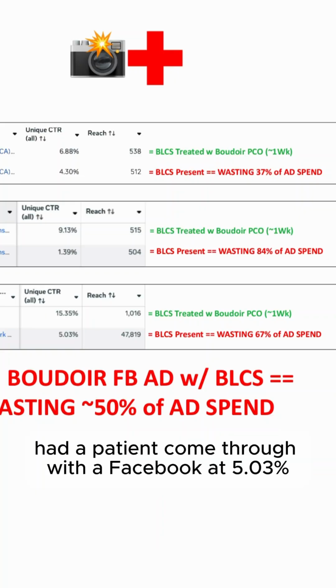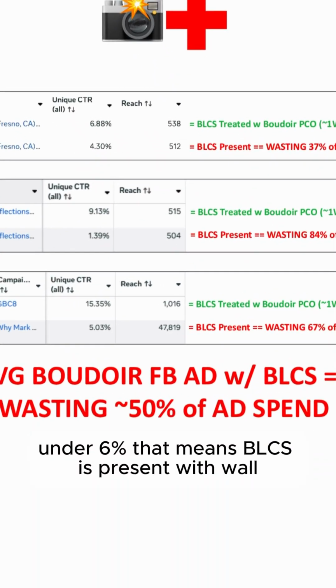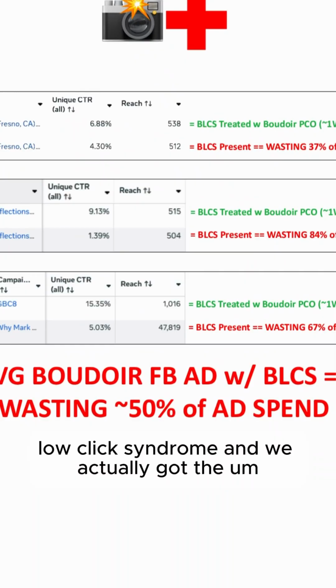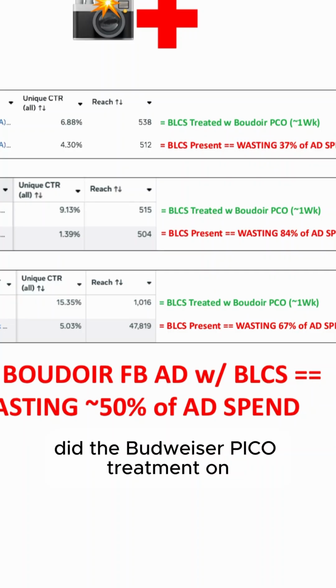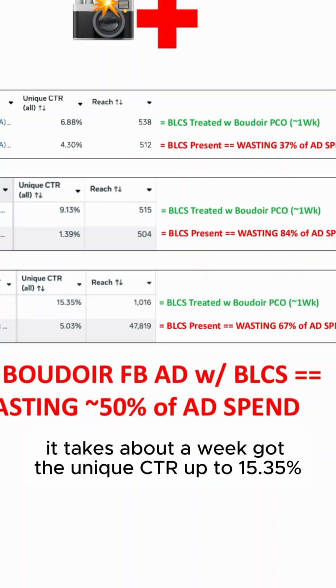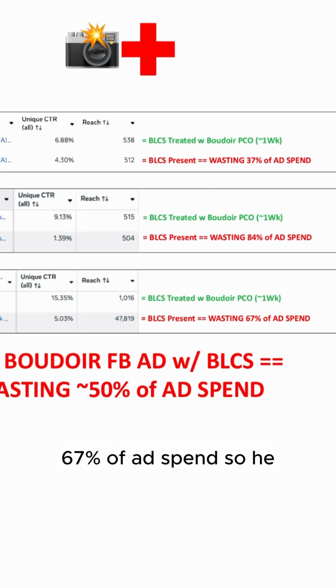Finally, had a patient come through with Boudoir Facebook at 5.03%, under 6%. That means BLCS is present, Boudoir low click syndrome. And we did the Boudoir PCO treatment on it. It takes about a week. Got the unique CTR up to 15.35%. So we found out the original Boudoir Facebook ad was wasting 67% of ad spend.